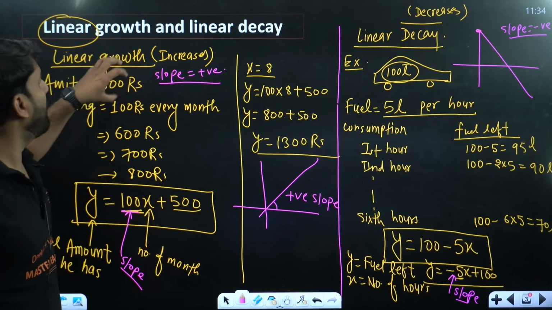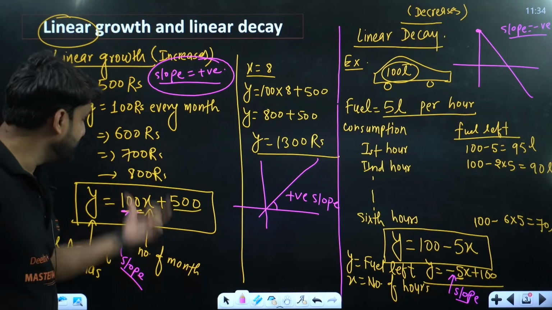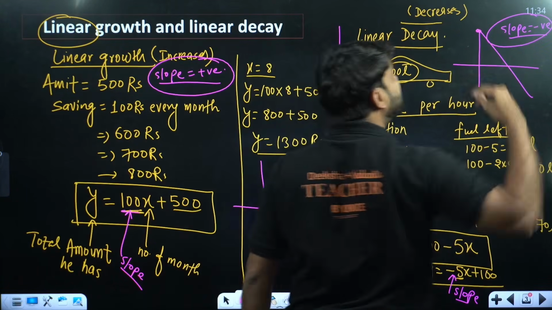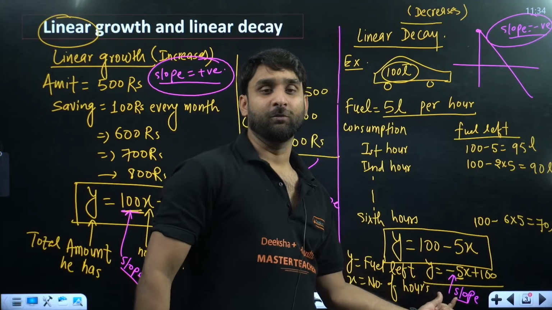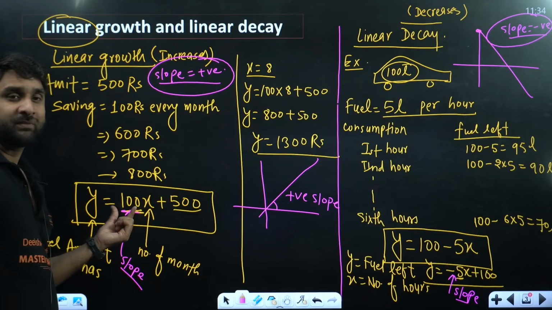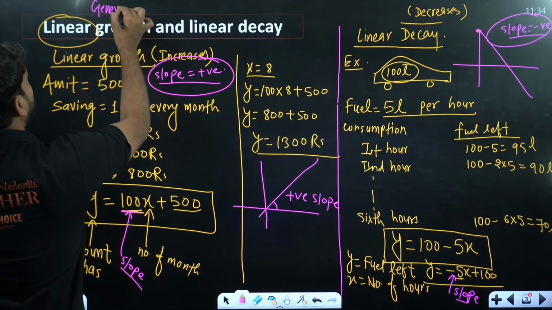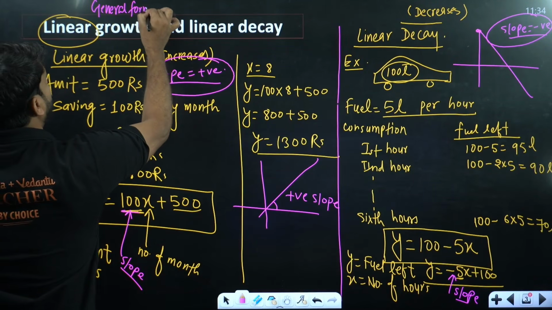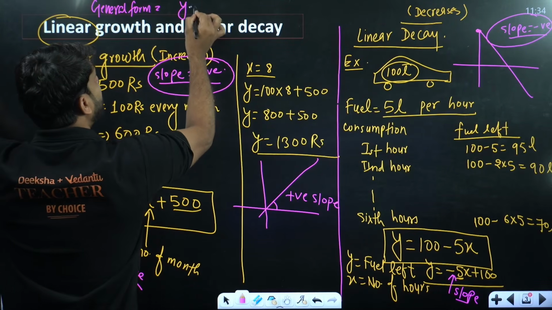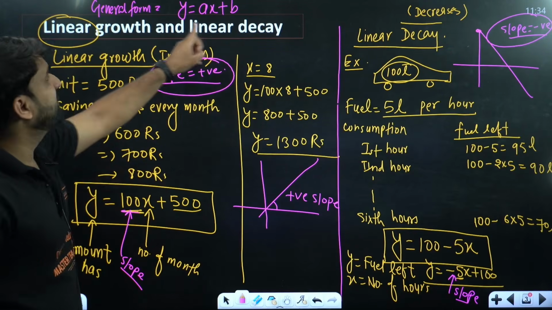If we are talking about linear growth, slope is positive. And which decides slope? The coefficient of x decides slope. And if we talk about linear decay, slope is negative. And which decides slope? The coefficient of x decides slope. So here the coefficient of x is negative, and here the coefficient of x is positive. Because the standard format, let me write here, the general form of any linear equation of any straight line is y is equal to ax plus b. Please, champion, please keep this formula in your mind.